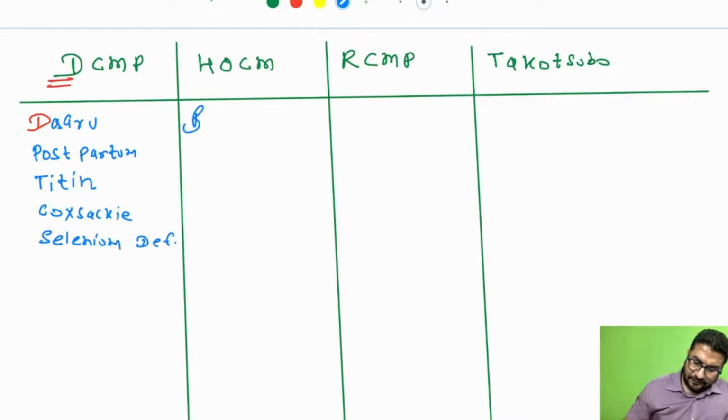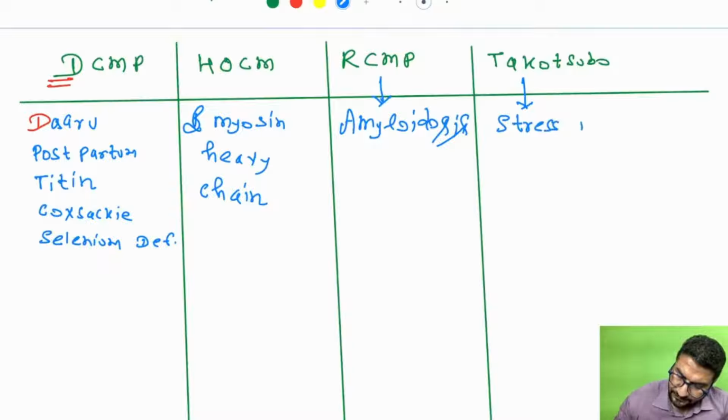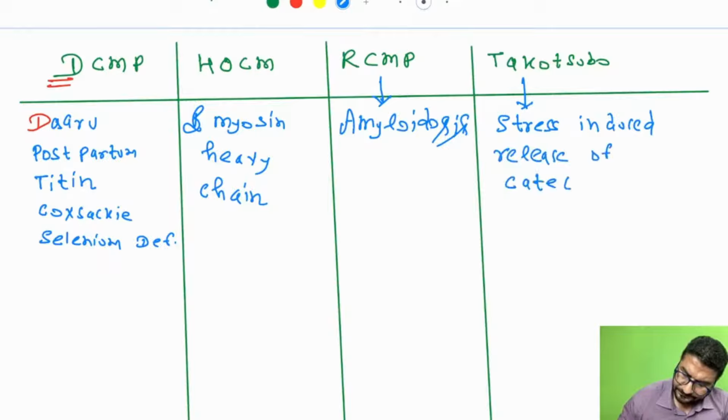HOCM का सिर्फ एक ही कॉज होगा, that cause will be beta myosin heavy chain. It's a gene mutation, beta myosin heavy chain gene mutation. Restrictive cardiomyopathy, it occurs because of amyloidosis. Now coming to Takatsubo. This Takatsubo cardiomyopathy, understand, it occurs due to stress. So basically it is stress induced cardiomyopathy. It is due to stress induced release of catecholamines.